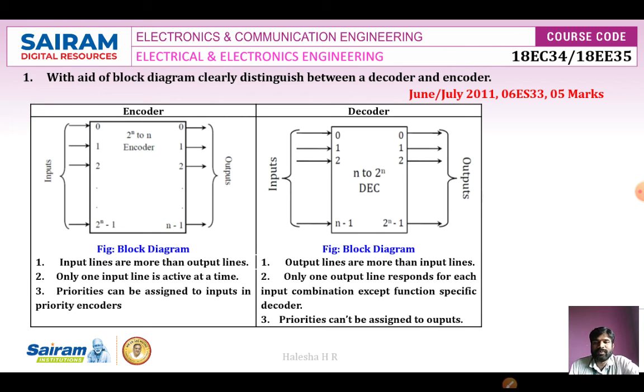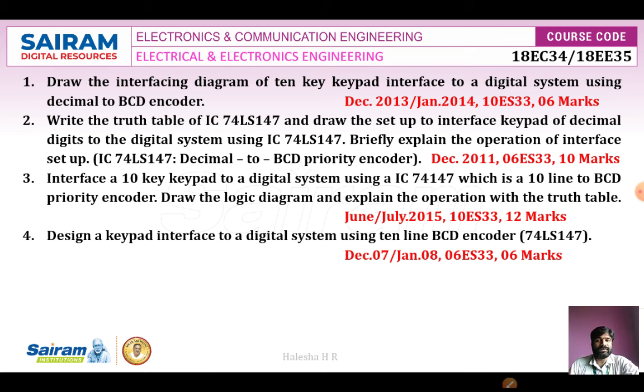On the encoder side, inputs are more than outputs. On the decoder side, outputs are more than inputs. On the encoder side, only one input is active at a time. On the decoder side, only one output line responds to each input combination, except for function specific decoders. On the encoder side, priority can be assigned to inputs in the priority encoder. On the decoder side, priorities cannot be assigned to outputs. These are the differences between encoders and decoders.